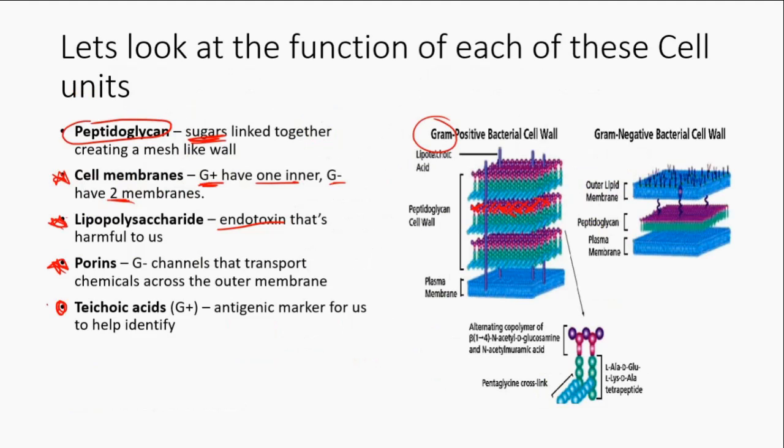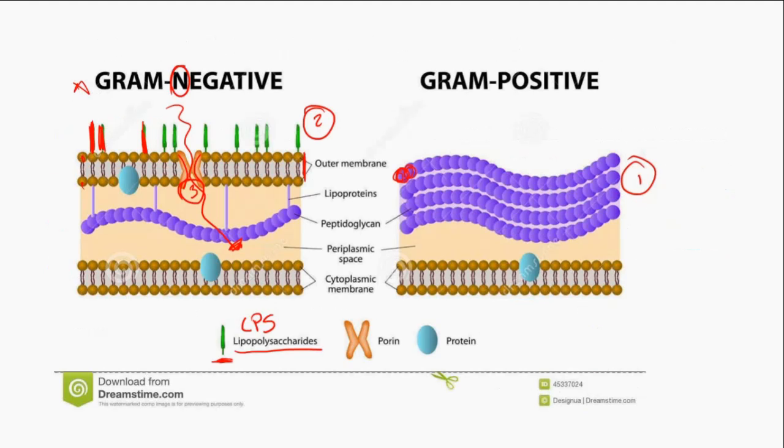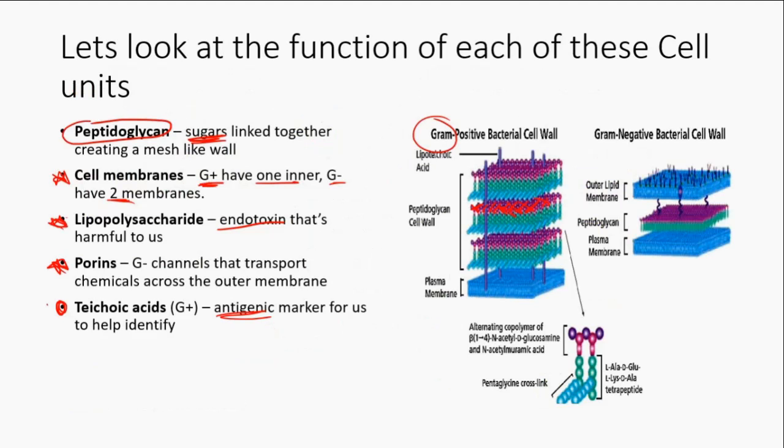And then gram positives have teichoic acids, and these act as antigenic markers. So if we put it on the diagram, we might say that this is a teichoic acid here. Maybe when we are in the lab and we're trying to test for a certain bacteria with certain teichoic acids, let's call this teichoic acid Ta1. The person in the lab has a specific test that can identify teichoic acid 1, and if he finds it, he'll say, oh, then it's this type of bacteria. That's the purpose of teichoic acids on gram positives.